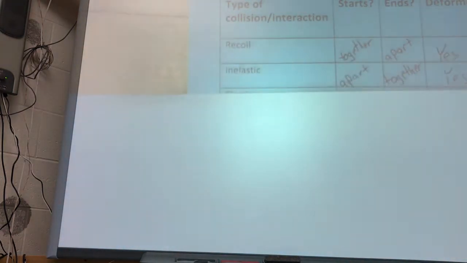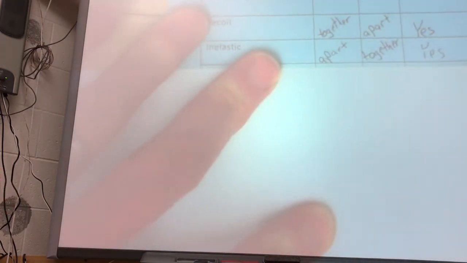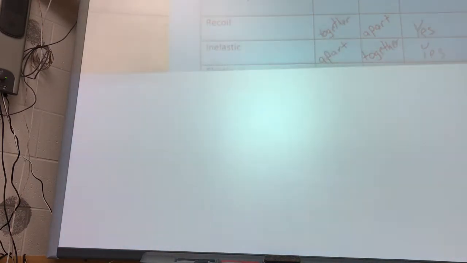Now, the names of the collisions and interactions that we are calling these are slightly different than they call them in traditional and AP physics. So just so you're aware of that. I don't think traditional is doing momentum yet, but the idea is we use slightly different terms. When we talk about inelastic, an inelastic collision is really the reverse of a recoil collision. So in a recoil, they started together and ended apart. In an inelastic collision, they start apart and they end together.